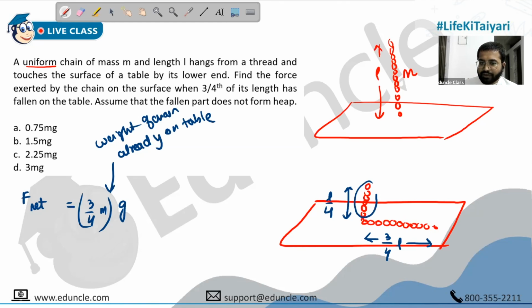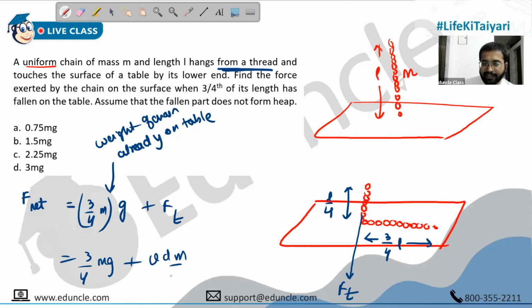And now, due to this, there will be a thrust force, people. It is falling. It is not exerting a weight, people. It is suspended by a thread. Now remember, this is not exerting a weight right now. They have mentioned that it was hung from a thread. So there is no weight exerted on the table by that part. But because it is falling, due to the fall, there is a thrust force. And that thrust force is given by v dm by dt. So we have got 3/4 mg plus v dm by dt.